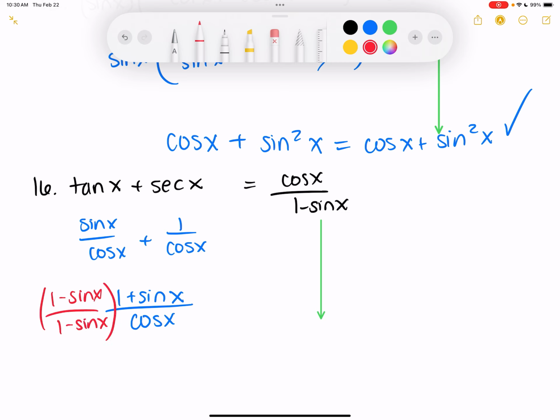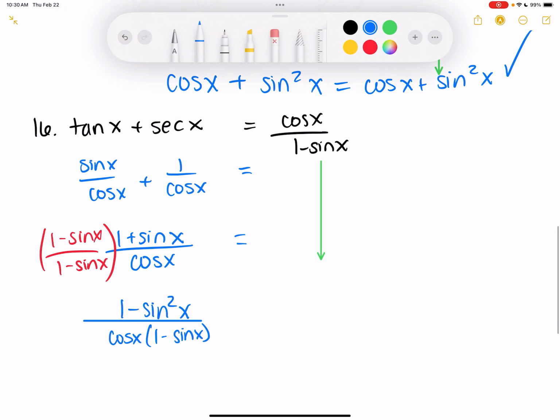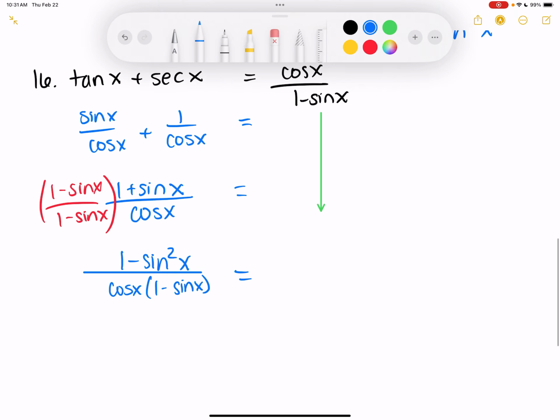So on the bottom, I'm going to leave it as 2 separate pieces, but on the top, what do I have there? 1 minus sine of x squared. Oops, 1 minus sine squared of x. Yeah, same thing. Now, what do I have on top? Cosine squared, right? Oh, because I'm squared. Cosine squared of x over cosine of x times 1 minus sine of x.